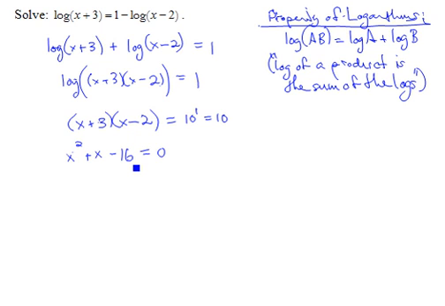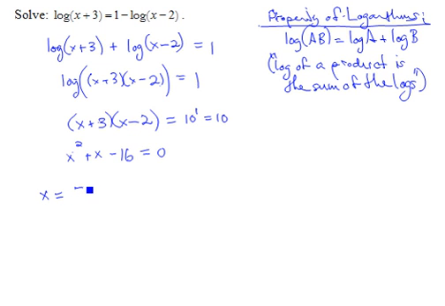Are there any factors of negative 16 that add to 1? I don't believe so. The options are negative 16 and 1, which will make a negative 15, or vice versa. We could get a positive 15 if we flip the signs. We have 8 and negative 2, which will make a plus 6. We could do 4 and negative 4, which would make no middle term. We're not going to be able to factor this, so we'll use the quadratic formula.